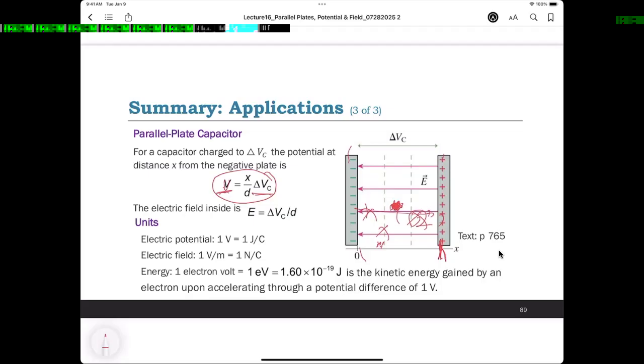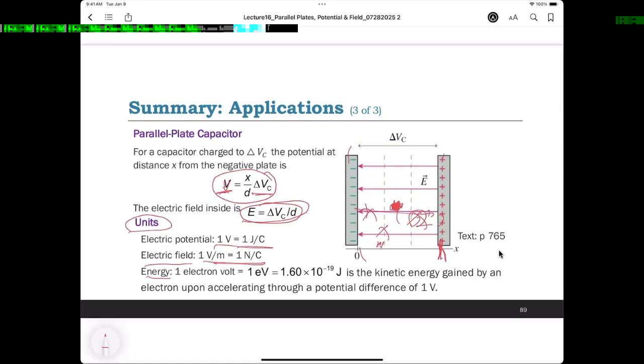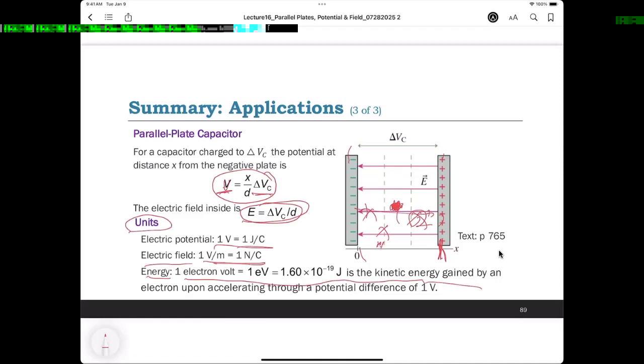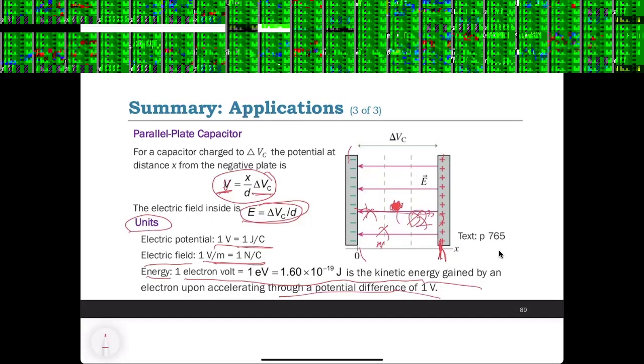This is the electric potential at this point. The electric field inside is calculated using this equation. There are also some units: the unit for electric potential, the unit for electric field, and for energy, the electron volt, which is the kinetic energy gained by an electron upon accelerating through a potential difference of 1 volt. We talked about this in the last class, and you can review it if you want.